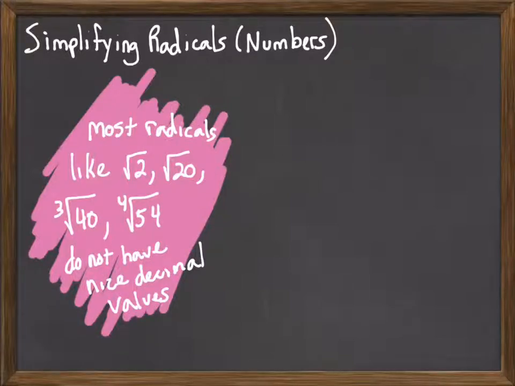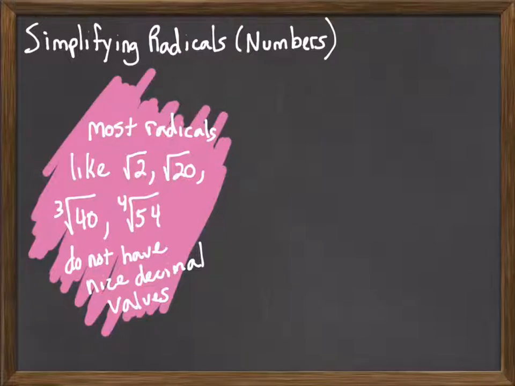If you go into a calculator and do any one of these, square root of 2, you're going to get 1.41 and then a whole bunch of other stuff. The decimal is going to continue on forever. Same thing with square root of 20, the cube root of 40, fourth root of 54. If you computed any one of those things, the decimal answer is going to be ugly.